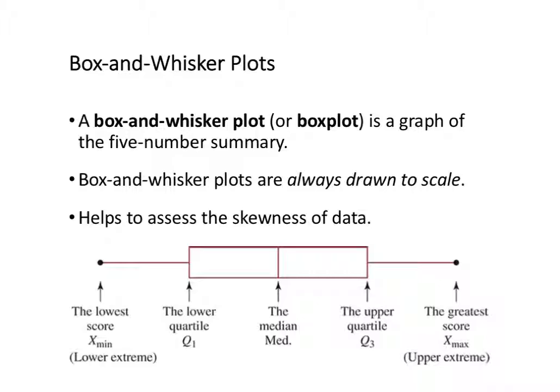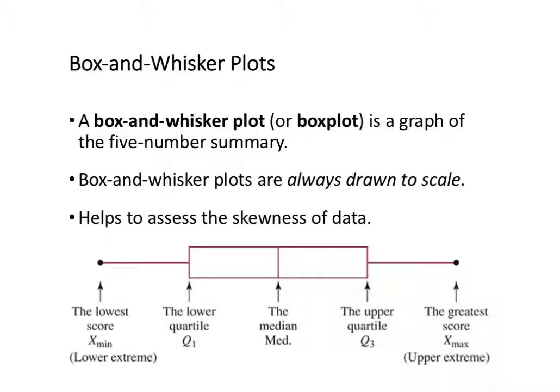It is important to remember that when you are drawing a box and whisker plot, it needs to be drawn to scale. So that means you need to use a ruler, and your intervals marked on the scale down the bottom need to be spread out evenly. If it's not drawn to scale, then the box and whisker plot would not be useful in assessing the skewness of data. And that is one of the main purposes of drawing a box and whisker plot, to be able to assess the skewness of the data.